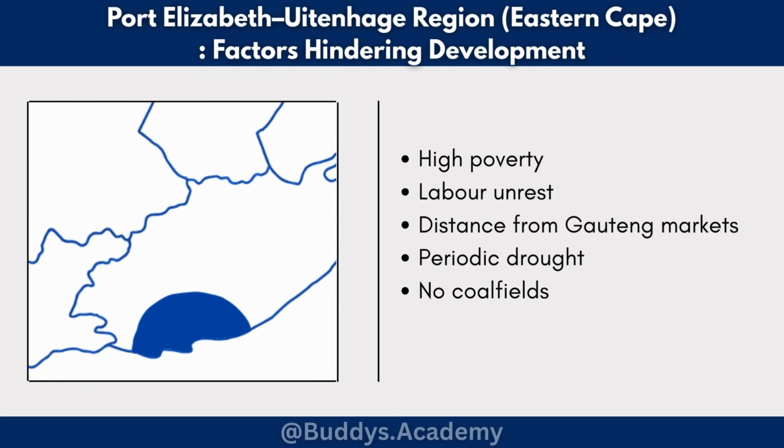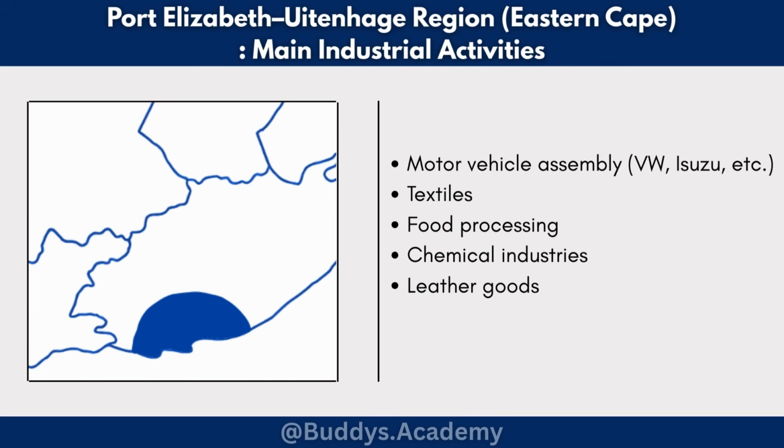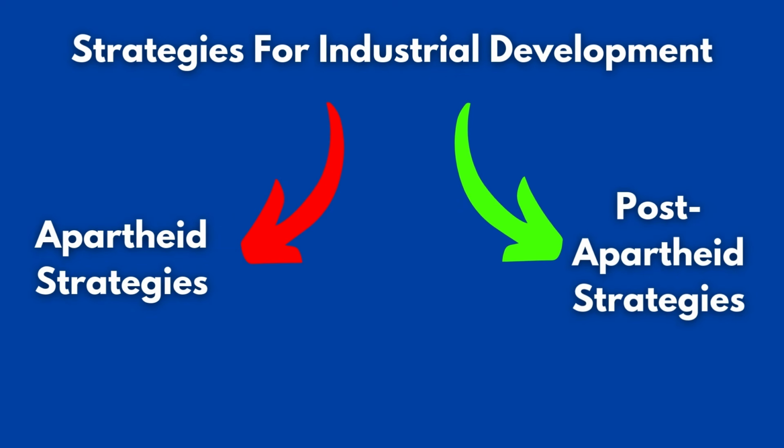And there's going to be no coal fields, so providing power is going to be an issue. Now, the main industrial activities in this area is going to be your motor vehicle assembly, so VW, Isuzu, etc. You're going to have your textiles, food processing, and chemical industries, and also there's going to be the making of your leather goods. Now, when looking at strategies for industrial development, there's going to be your apartheid strategies, and there's going to be your post-apartheid strategies.